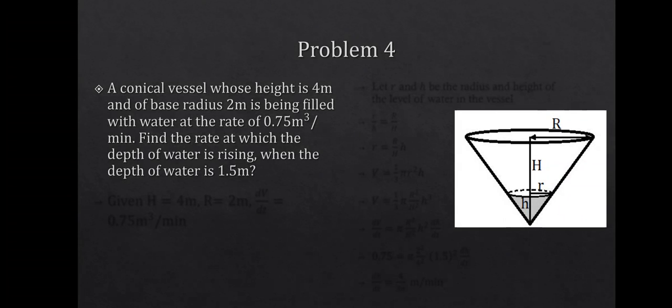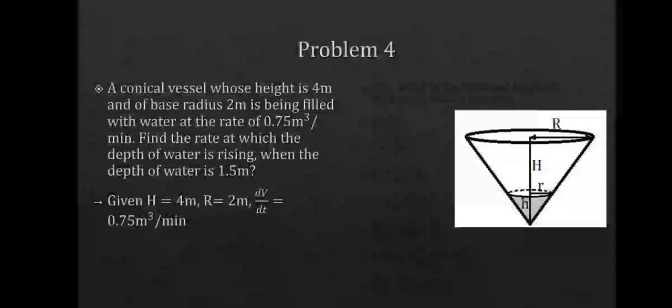So the first thing that is given is, the height of the conical vessel is given to be 4 meter and the base radius of the conical vessel is given to be 2 meters. So these are the things given. So capital H is 4, capital R is 2. Then the water is filling up the cone at the rate of 0.75 meter cube per minute. So that means the water is actually filling up the volume of the cone. So therefore dV/dt is given as 0.75 meter cube per minute.